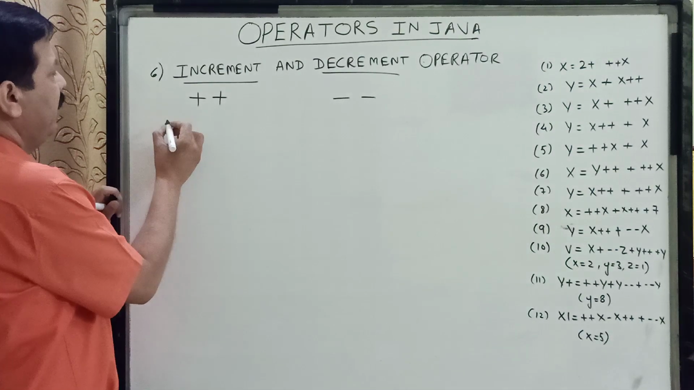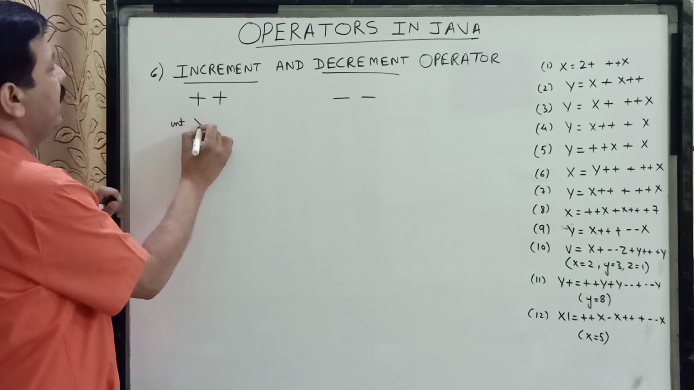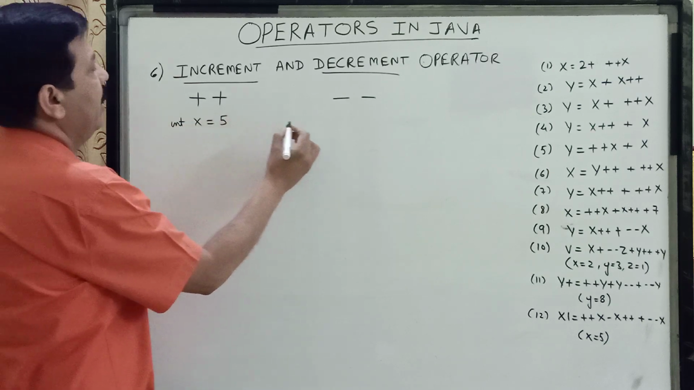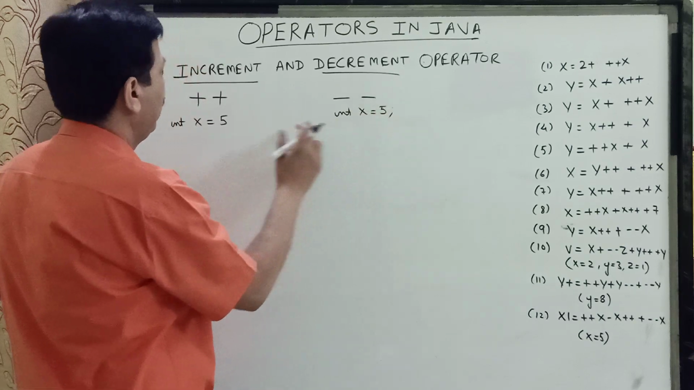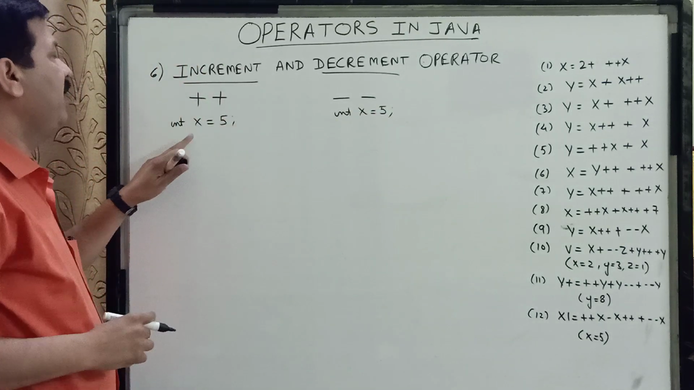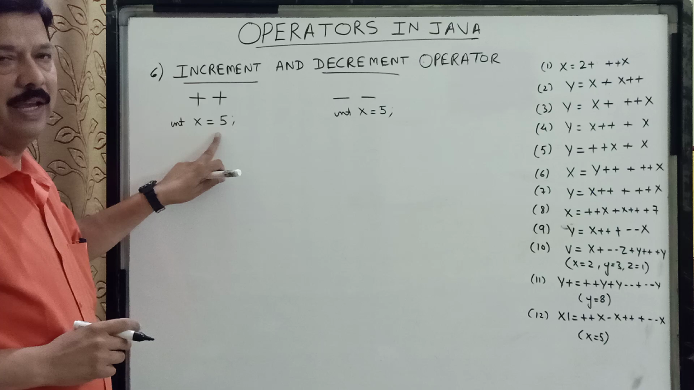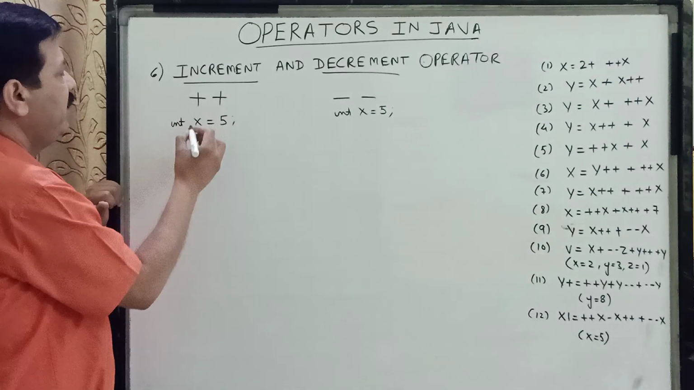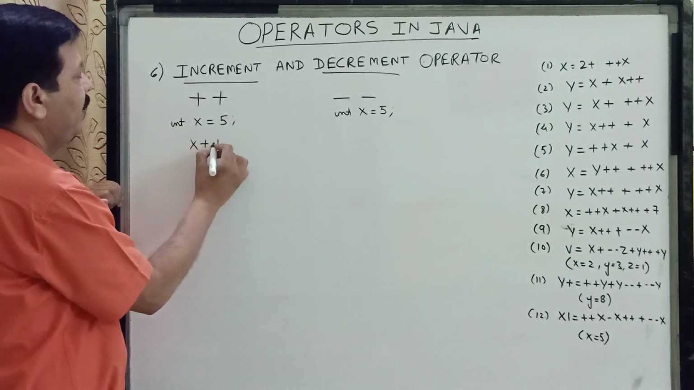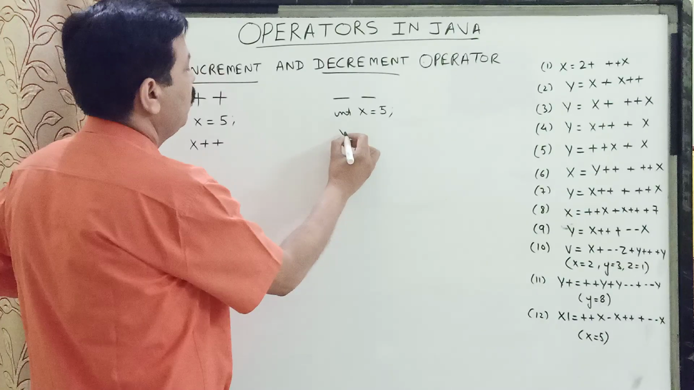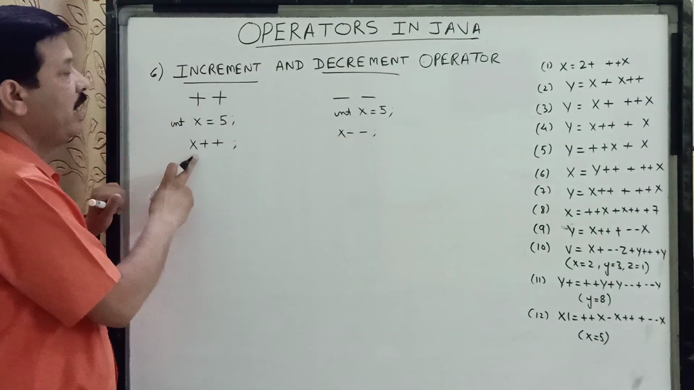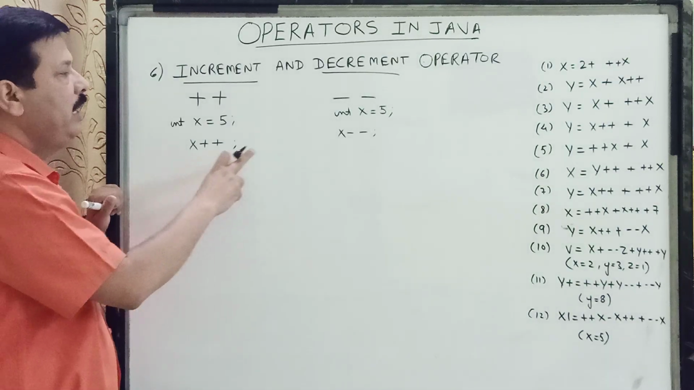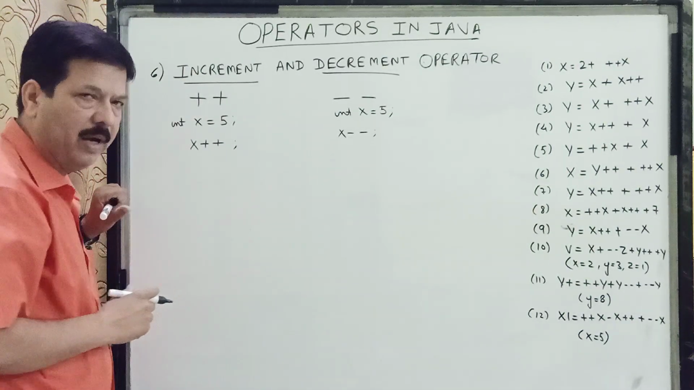Say for instance, if I have a value, say int x is equal to 5. Here also I have a value x is equal to 5. This is how we write in Java. That means that x is having a value of 5. Now if we use it with an increment operator like this, x plus plus, or if I use it here x minus minus, then here I am using an increment operator and here I am using a decrement operator.